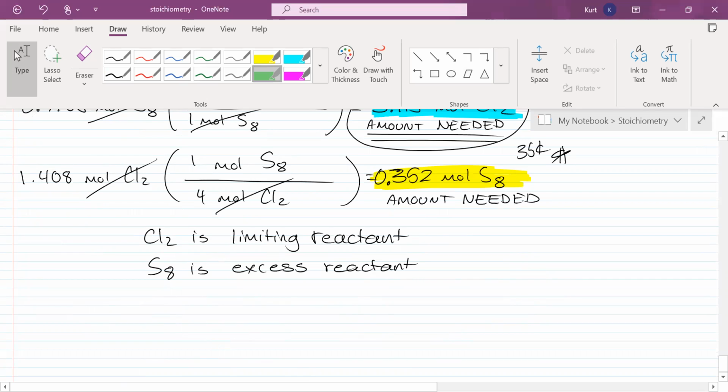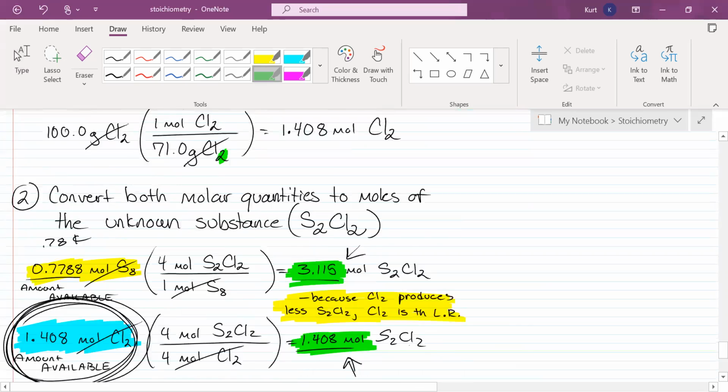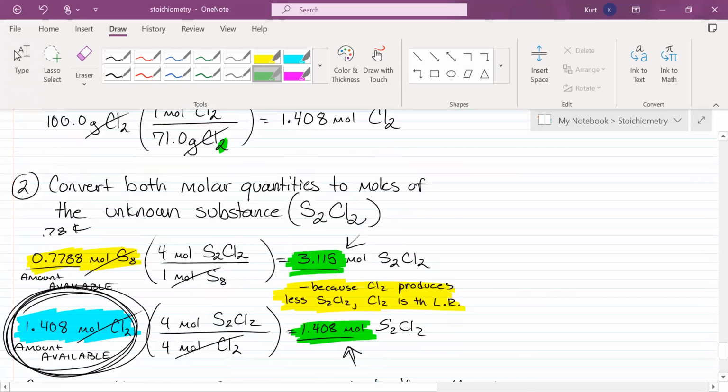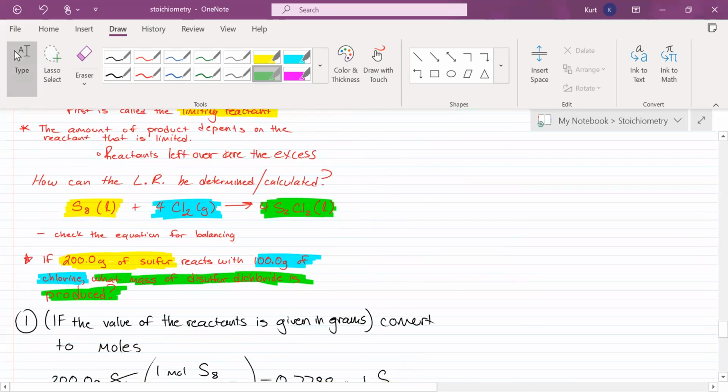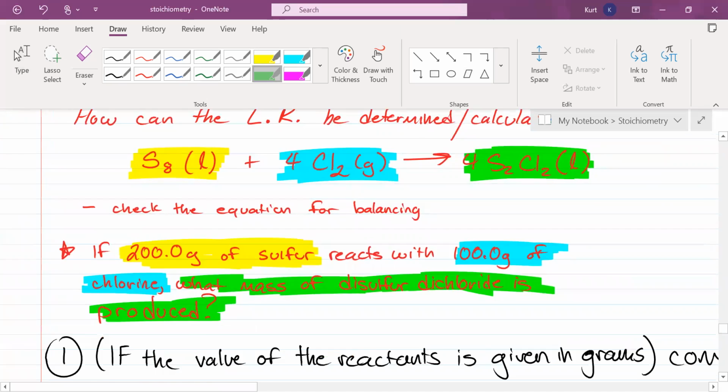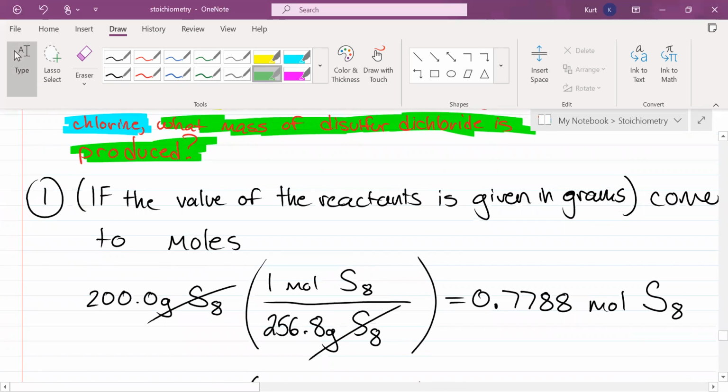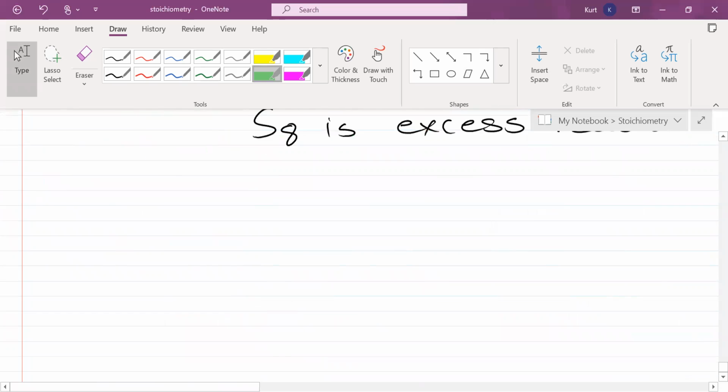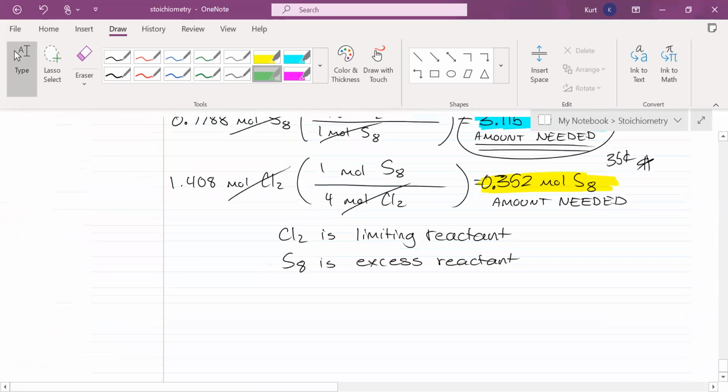You're done. How did you get S2Cl2 in the chemical reaction with S8 and Cl2? S2Cl2 is the product. Hey, you guys, I know what it's like learning chem for the first time, so whatever questions you have, say them. Are we good? Okay. This is a 3-part problem. That is the first third: determining the limiting reactant and the excess reactant.